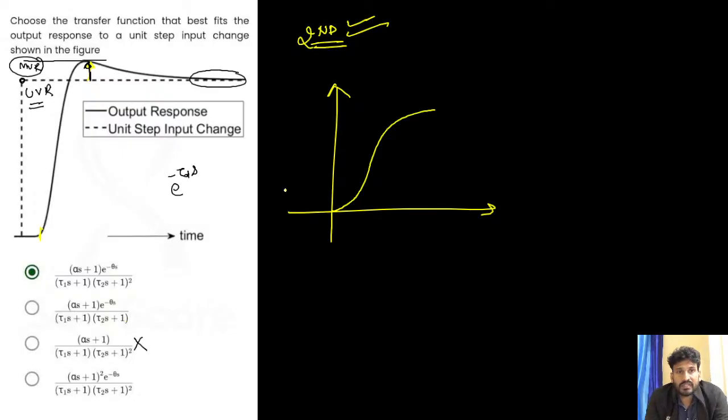Okay, so there must be the second order. So in the denominator there must be a square. So this can be the answer and this can be the answer. What do we have in both of these? (tau1 s + 1) whole square, (tau2 s + 1) whole square. So this can be an answer and this can be an answer, right?